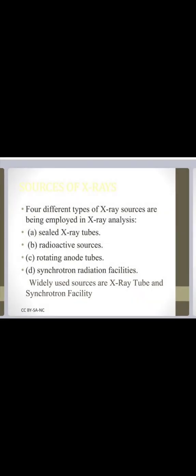What are the sources of these X-rays? There are sealed X-ray tubes, radioactive sources, rotating anode tubes, synchrotron radiation facilities, etc. These X-rays are also used for analysis nowadays. The widely used sources are the X-ray tube and the synchrotron facility. These X-rays are also used in some medical fields.